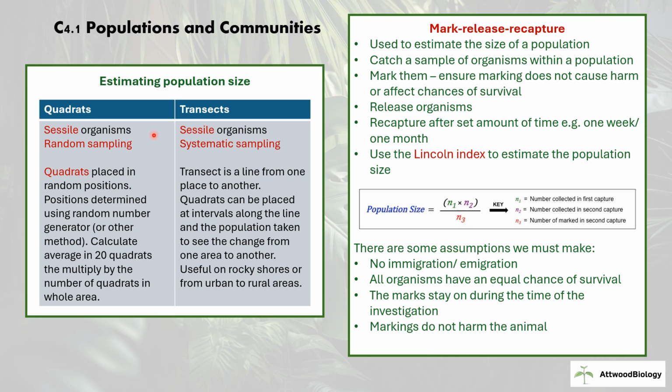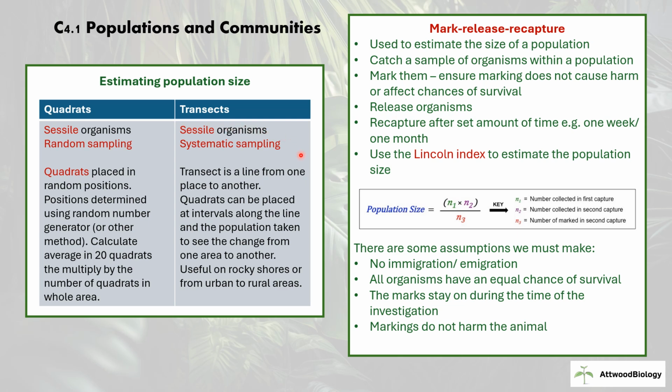that. So what we do is we place the quadrats in random positions, but the positions have to be determined using a random number generator. We are not standing in a field and throwing a quadrat. That is not random sampling, because where you stand has not been decided randomly. You need to calculate the average in 20 quadrats and then multiply by the total number of quadrats in the whole area. So you need some sort of method of calculating the population in that area.